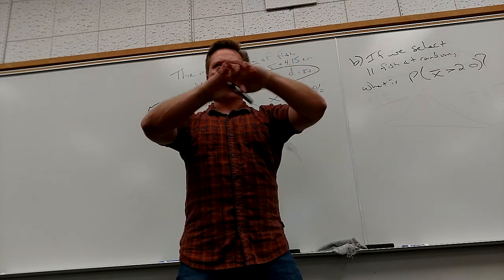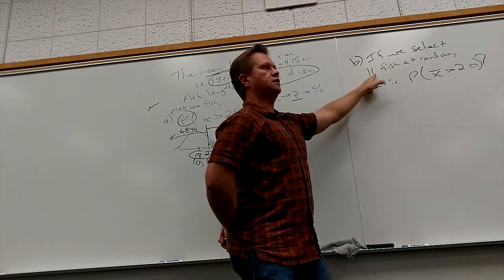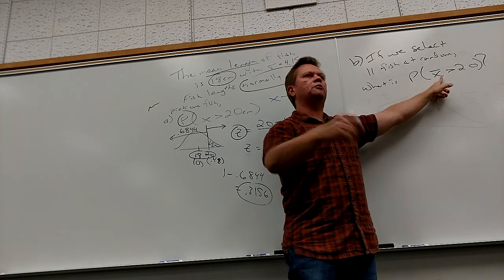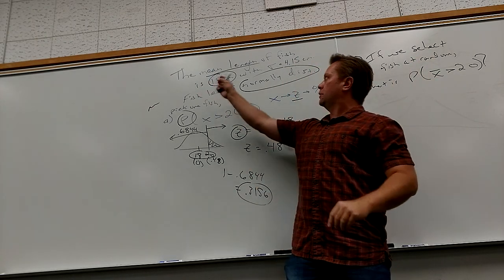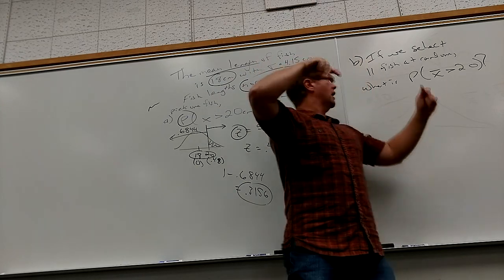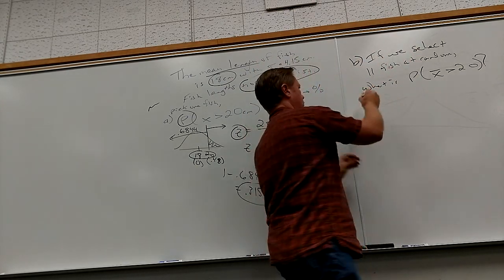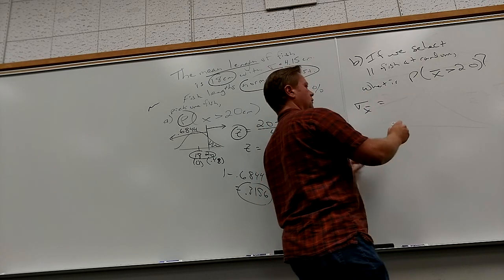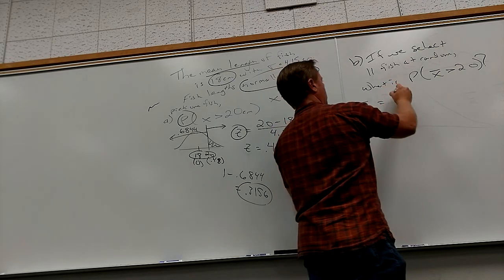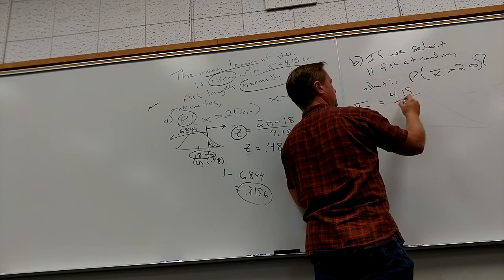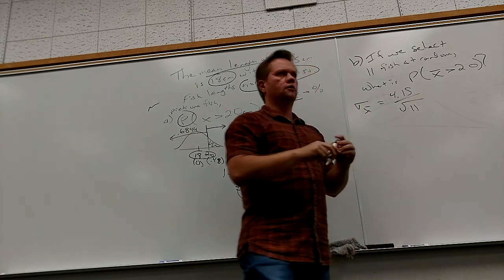So I don't like to teach this directly. I have to take you through the whole idea of it. But now you can say, if I see a sample being taken and the question is about a sample mean, I've got to change the standard deviation. Because that's the one that's good for individual fish. I need the one that's good for 11 fish at a time. So how do I do that? 4.15. Yeah, the old one divided by the square root of 11.